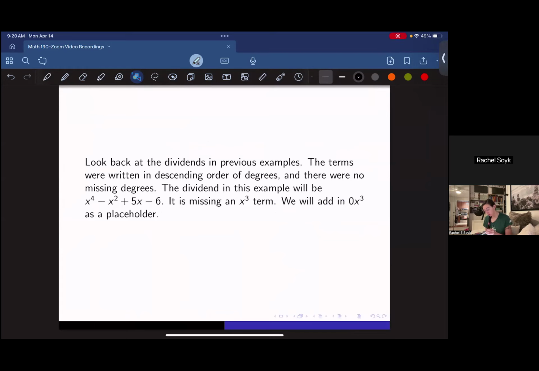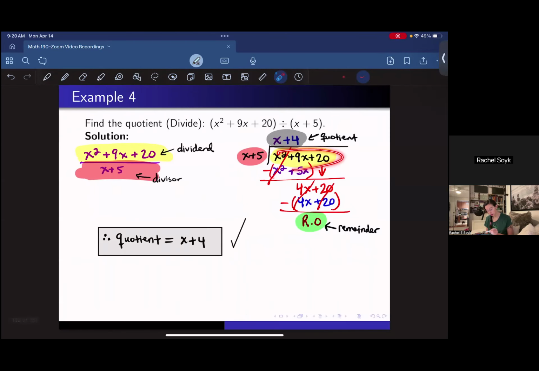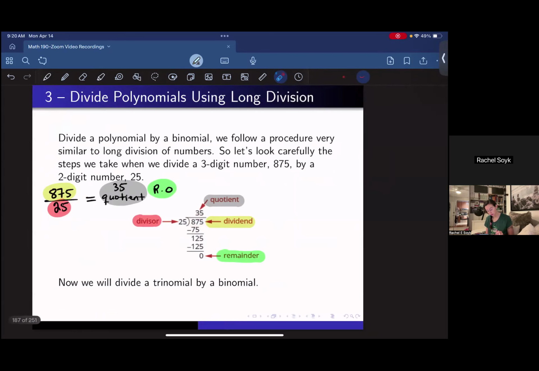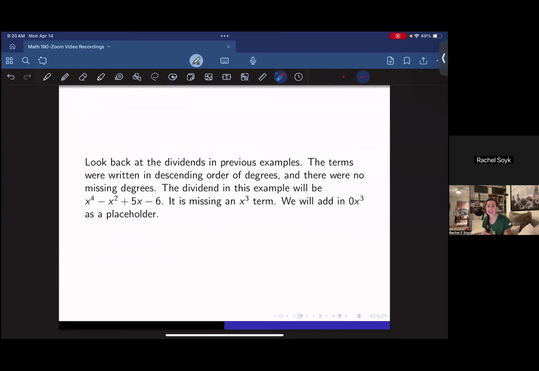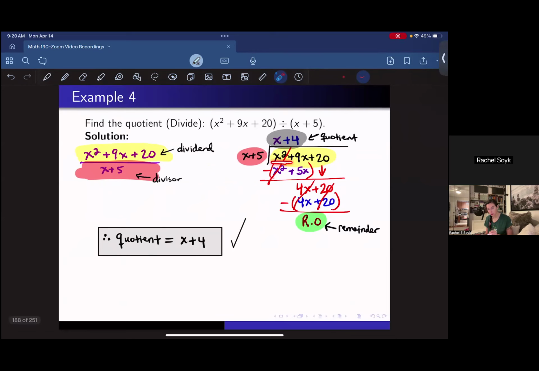So we're going to look back at the dividends in our previous examples, right? We have our dividend here, and then we have our dividend here. The terms were written in descending order of degrees. This is very, very important. There were no missing degrees. After we go from a quadratic, we jump down to a linear, then we jump down to a constant.